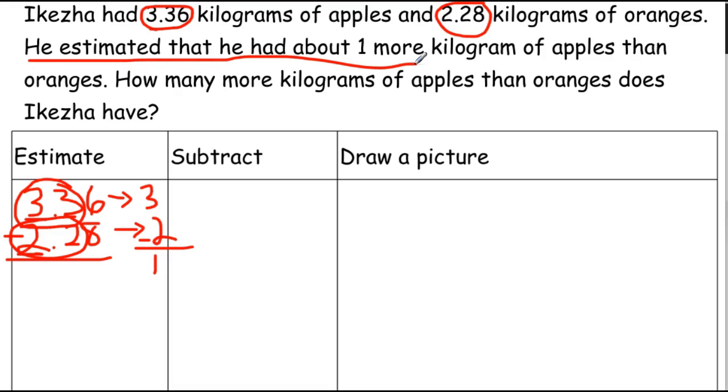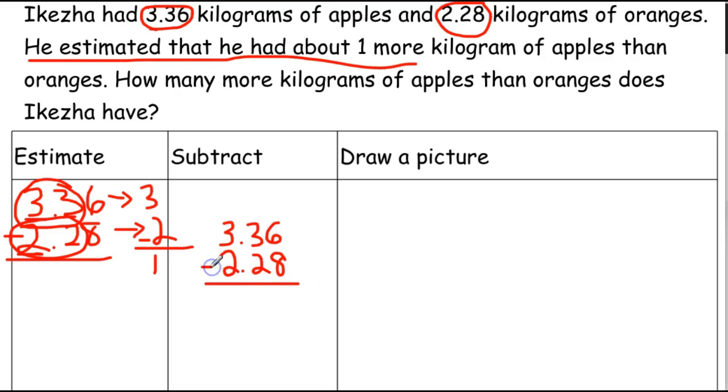But what we're going to do now is find out exactly how many more apples than oranges he has. So I'm going to line my subtraction problem up according to place value. Now remember, that means all my place values should be in the same line vertically. Okay, so right now my hundredths place is all lined up, my tenths place is lined up, my decimal points are lined up, and my ones place is lined up.